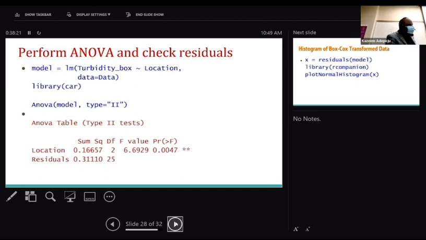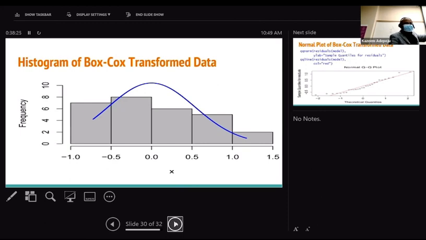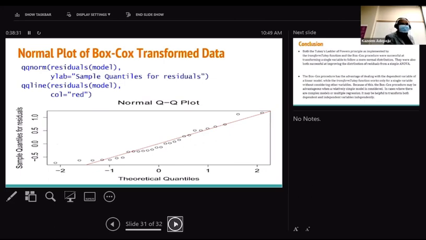You can also do the residual analysis and see whether this is a residual. This is a histogram of the residual using the Box-Cox transformation. You can also look at the normal QQ plot using the Box-Cox transformation, and that is basically what you're going to have.